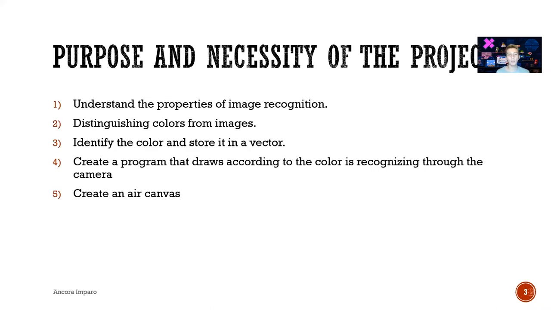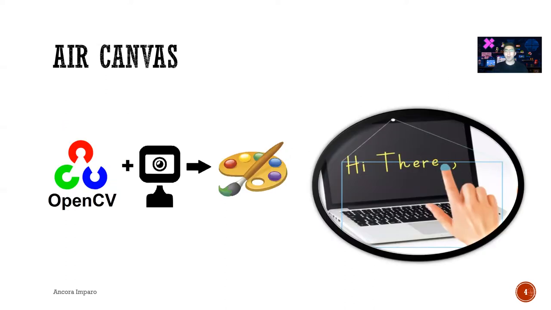Purpose and necessity of the project is to understand the properties of image recognition. Then we need to distinguish color from image, identify the colors and store it in a vector, create a program that draws according to the color it is recognizing through the camera, and create an air canvas. Air canvas. An air canvas is a frame where you can paint without touching the screen.